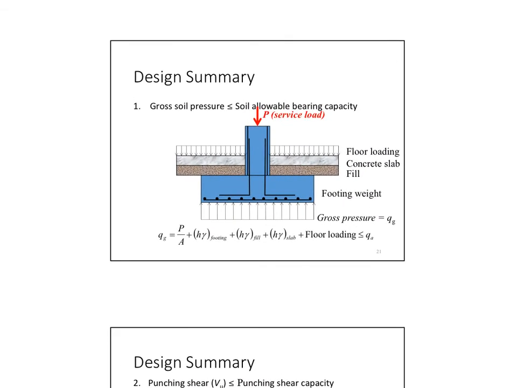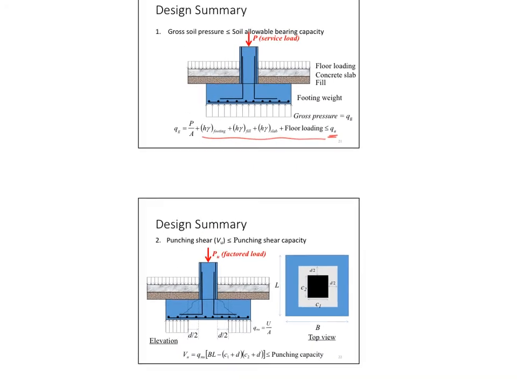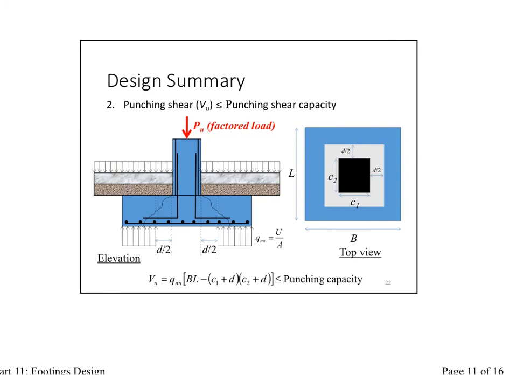Now, a summary: we have the gross soil pressure must be less than the allowable bearing capacity. This is the big equation that has P over A in addition to all the loads on the ground floor or the basement. It must be less than allowable bearing capacity. The next one is checking the punching shear. My punching shear is qnu times the area. This area is the blue area. And then calculate this, compare it to the punching capacity, which is phi Vc, and this is one of the three. Remember, there's three equations. Take the smallest one of them.